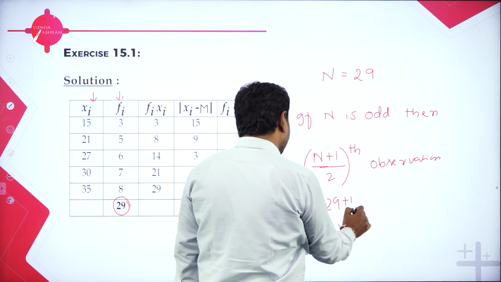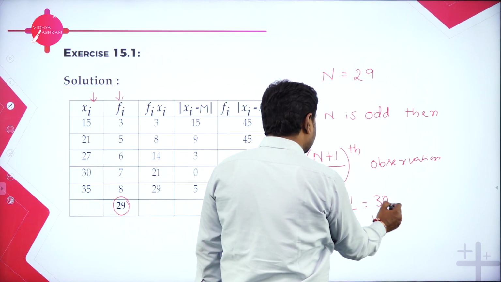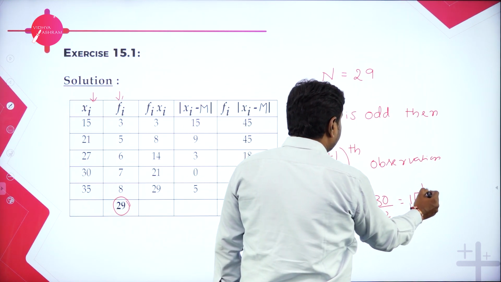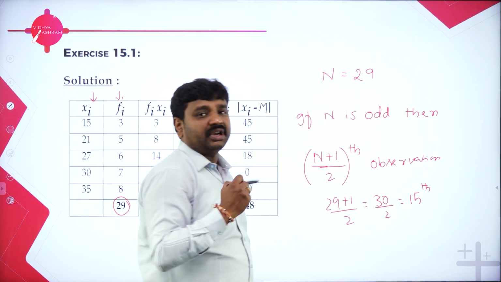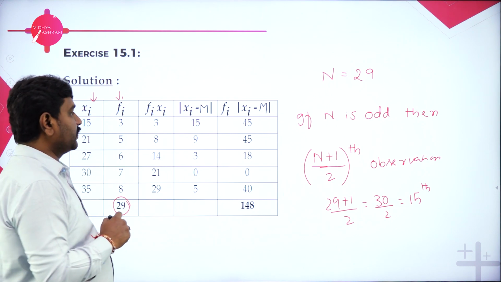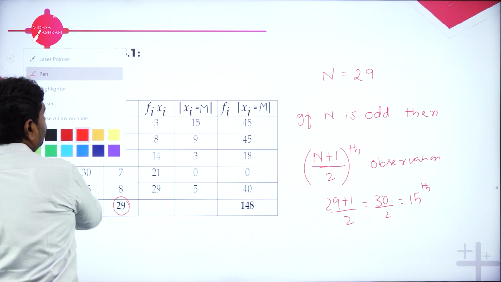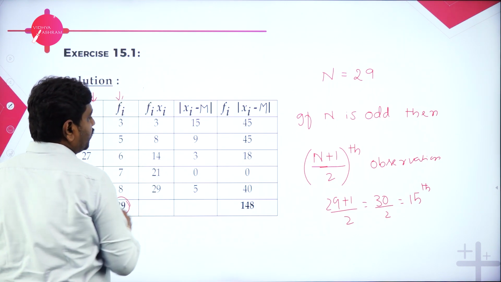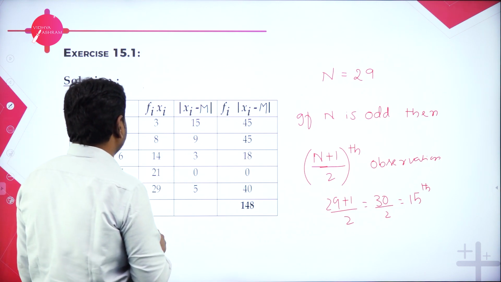So 29 plus 1 by 2 you do. 29 plus 1 is 30. 30 by 2. 30 by 2 is what? 15. 15th observation is the median. So for that, first your task is to find cumulative frequency. First what you should find? Cumulative frequency. So in cumulative frequency you have to search for 15th observation.